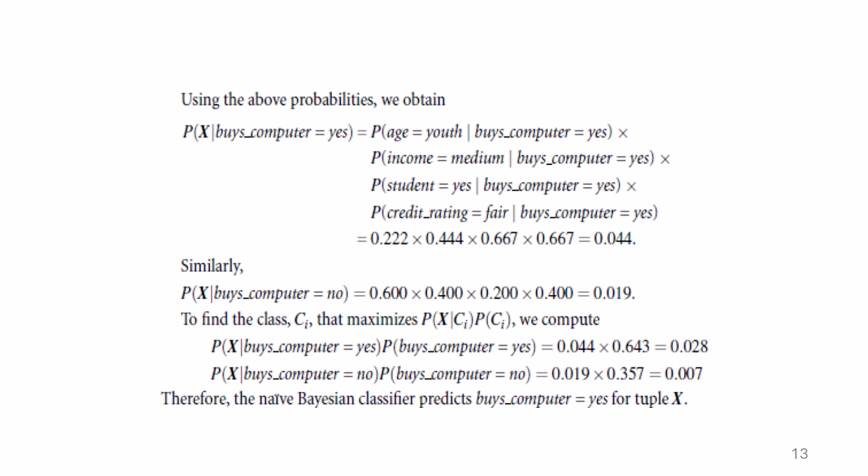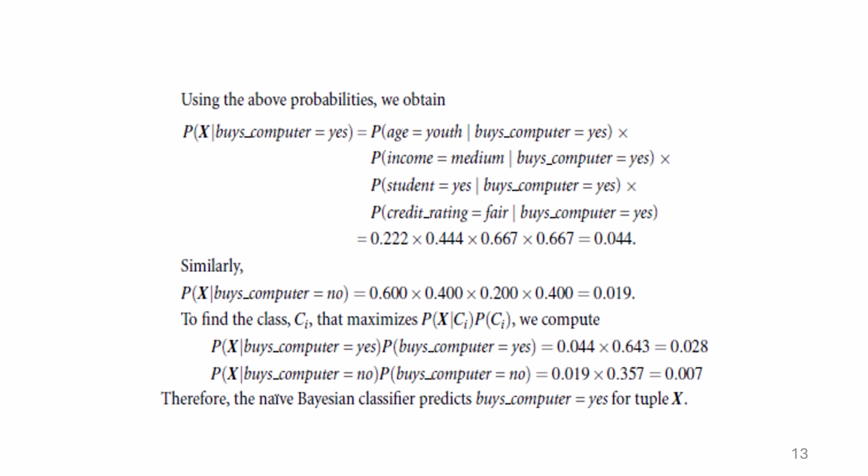Similarly, for the given data tuple X, we compute buys computer equals no. The result is 0.019. To find the class Ci that maximizes the probability of X given Ci times the probability of Ci, we compute: the probability of X given buys computer equals yes times the probability of buys computer equals yes is 0.044 times 0.643 equals 0.028. Similarly, we can compute for the no category also, which is 0.007. Therefore, the Naive Bayesian classifier predicts buys computer equals yes for the given data tuple X.